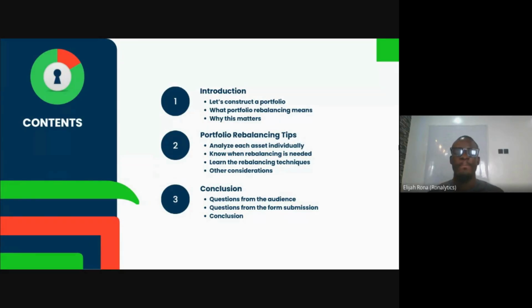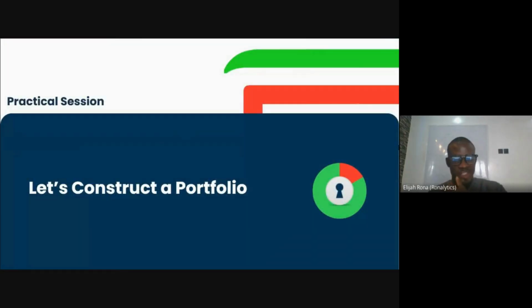Thank you. So the practical session will be starting with portfolio construction, because before we can rebalance a portfolio, we need to construct one. So it's more like a basic. Portfolio construction is very simple. Let's say you are just starting to invest. So what do you want to invest in? Or let's just focus on stocks for now, because investment is wide.